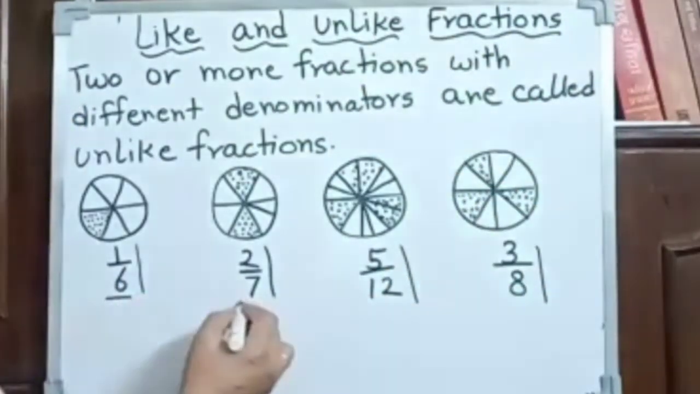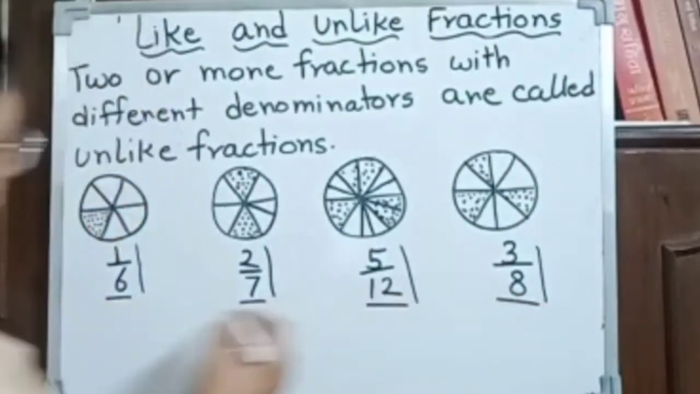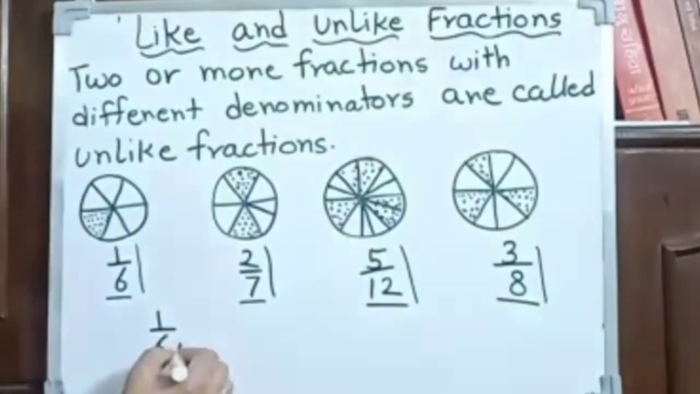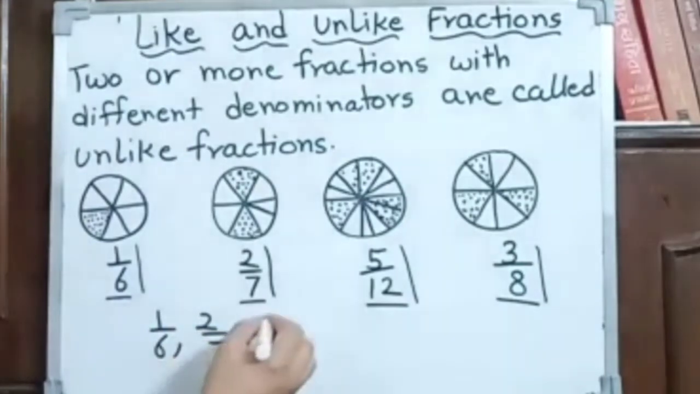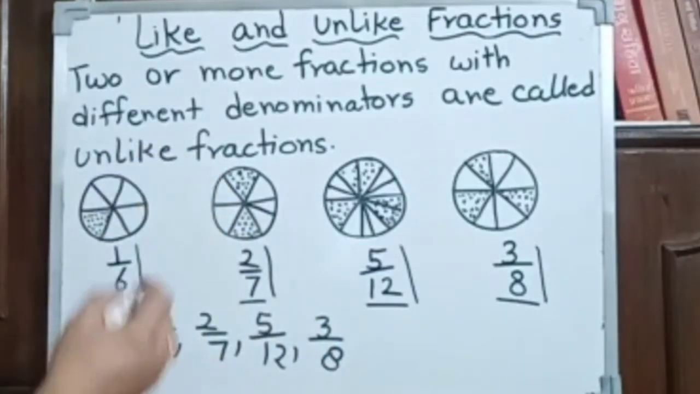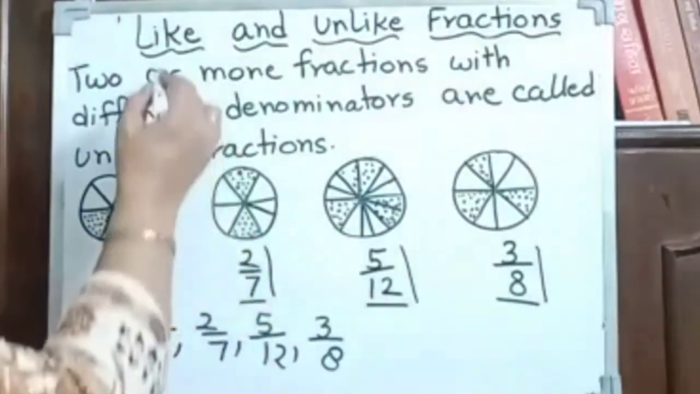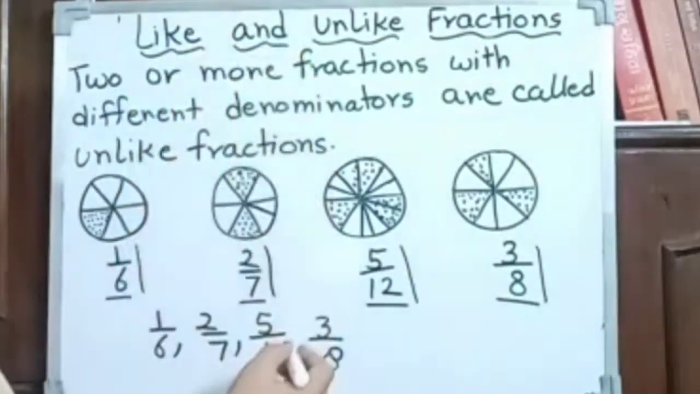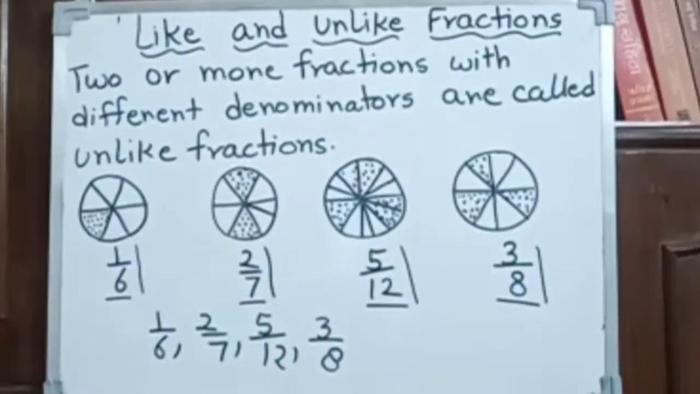Now here we have different denominators, meaning 1 by 6, 2 by 7, 5 by 12, 3 by 8. They all are unlike fractions. Again I repeat: same denominator, like fractions; different denominator, unlike fractions.